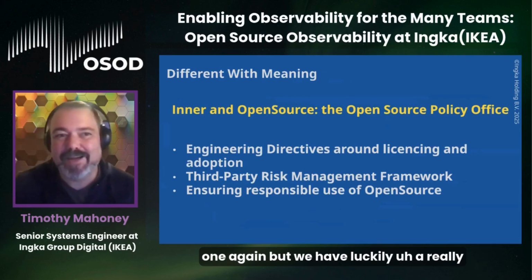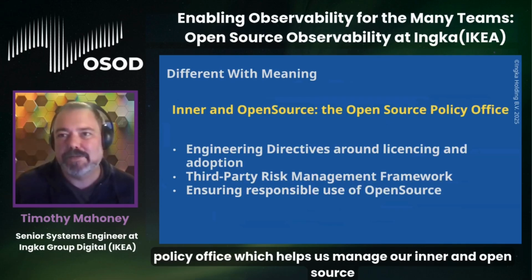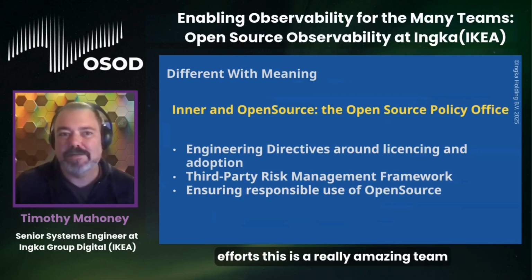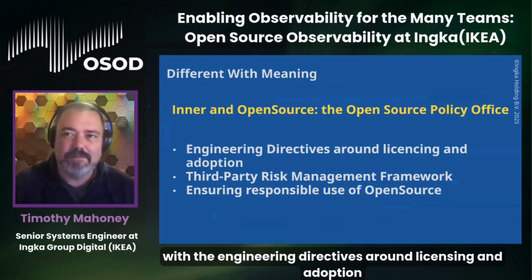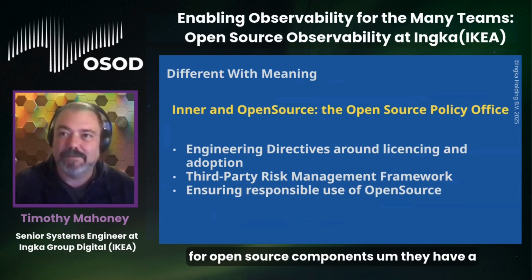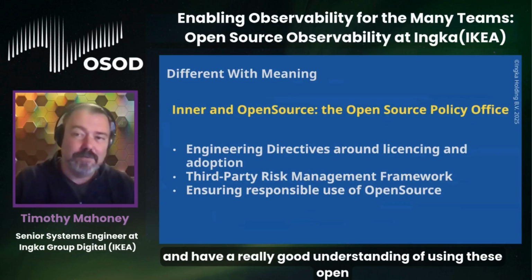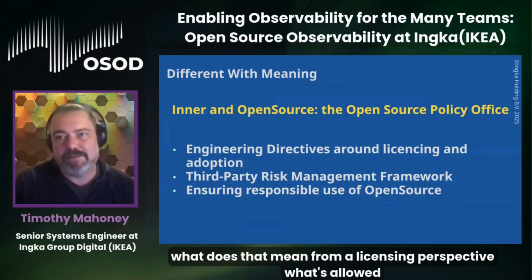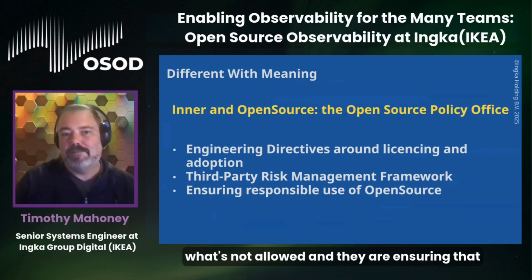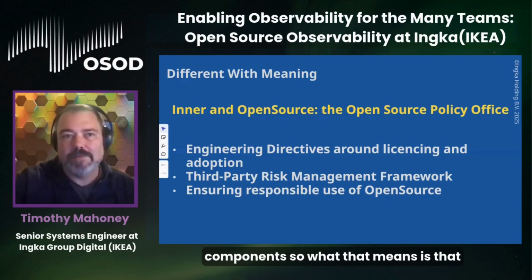Back to this one again, but we luckily have a really active open source policy office, which helps us manage our inner source and open source efforts. This is a really amazing team. They're helping with the engineering directives around licensing and adoption for open source components. They have a third-party risk management framework, so teams can have a really good understanding of using these open source components in anything that they're putting in production. What does that mean from a licensing perspective? What's allowed, what's not allowed? And they are ensuring that we're responsibly using our open source components.